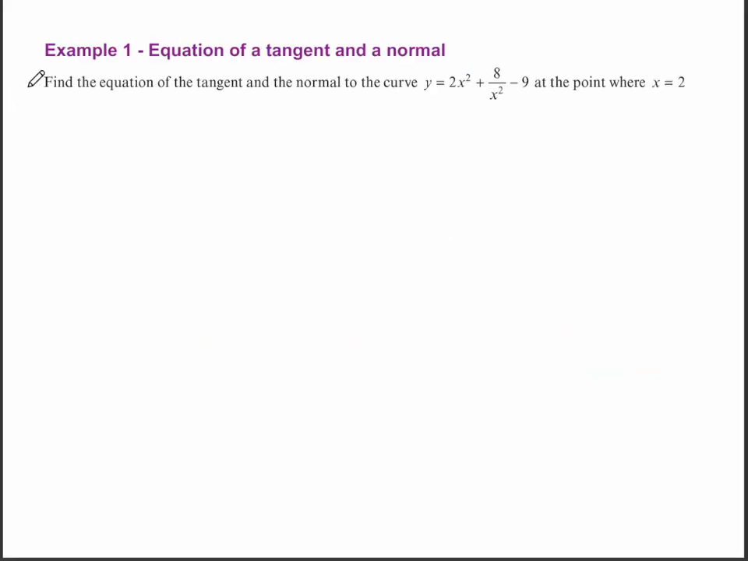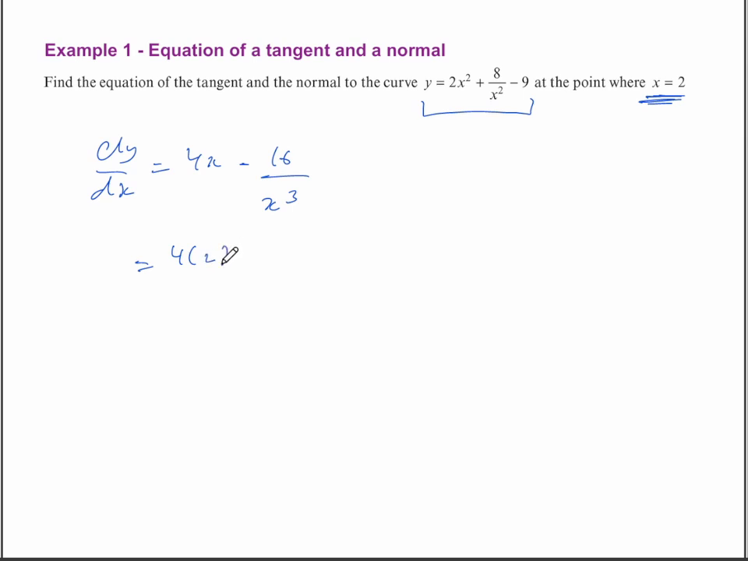Let's do some examples. Firstly, find the equation of the tangent and the normal to the curve y equals 2x squared plus 8 over x squared minus 9 at the point where x is 2. So firstly, we will have to find the gradient of the tangent so that we can use that to find the gradient of the normal line. For that, we'll need to differentiate this. That will be dy over dx equals 4x minus 16 over x cubed. And to find the gradient at the specific point where x equals 2, just substitute that in.